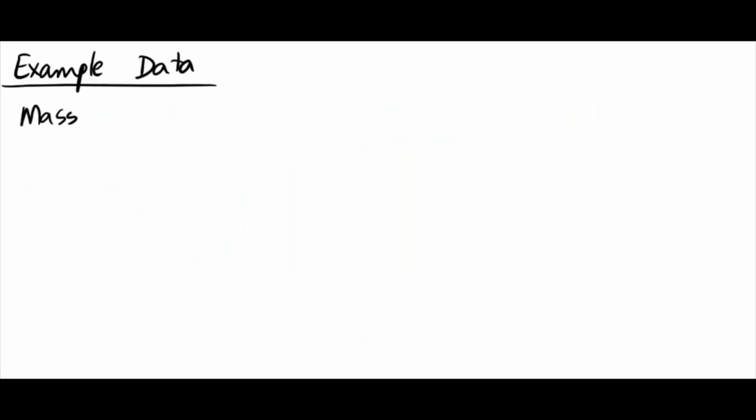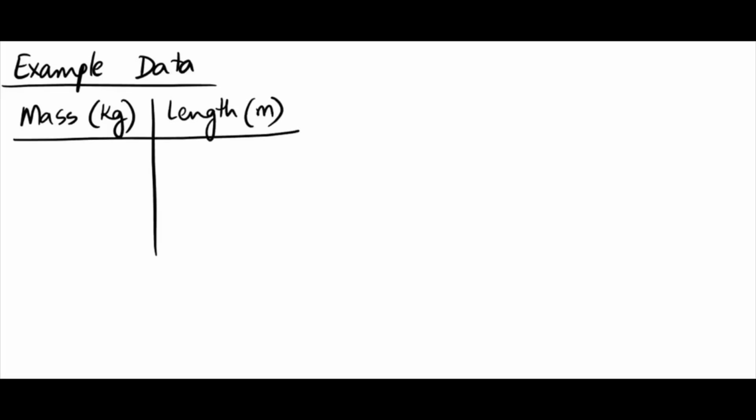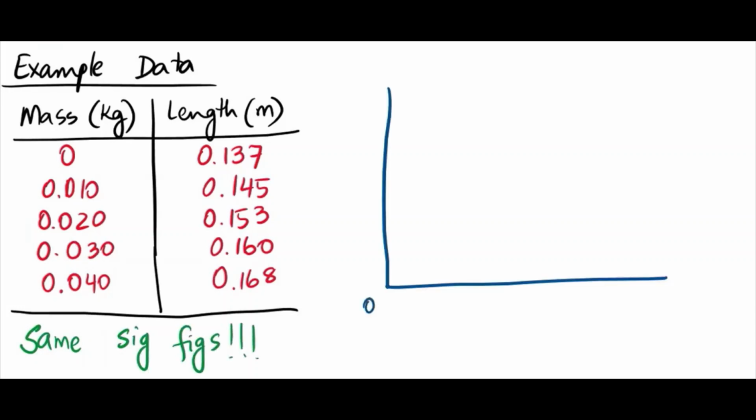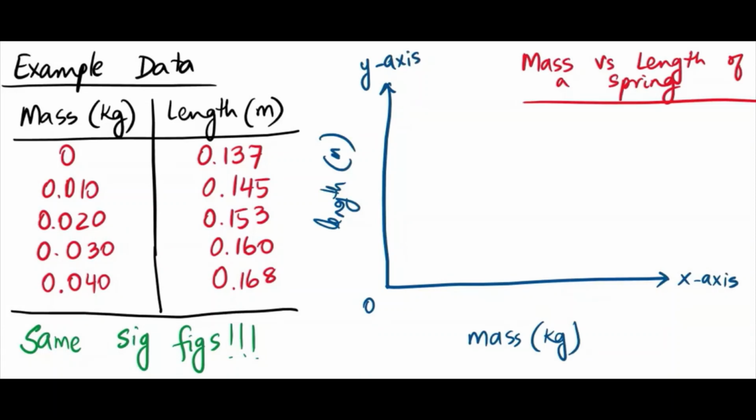So let me say that I've recorded the masses in kilograms and the length at which the spring extends in meters. Let's put some data. Now notice, again, let's plot a graph. Mass versus length, x and y axes. I'm going to put a title for the graph, mass versus length of a spring.